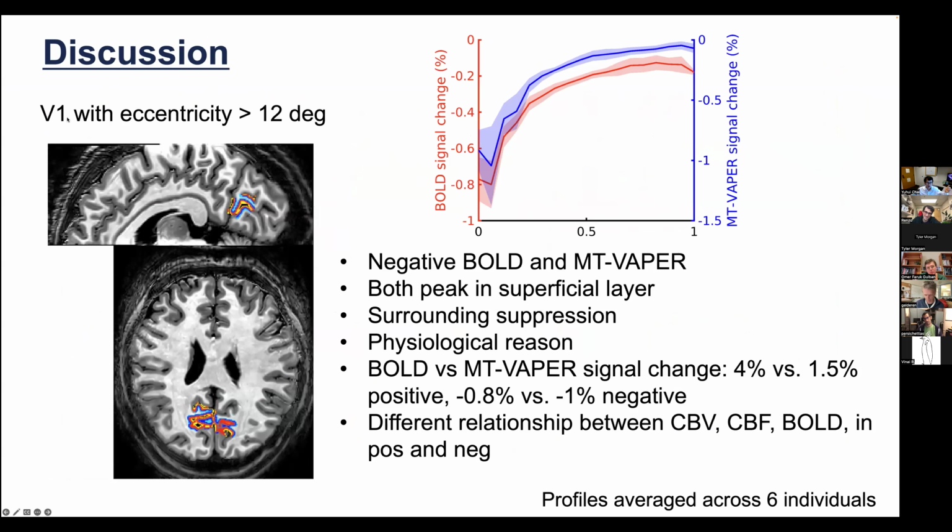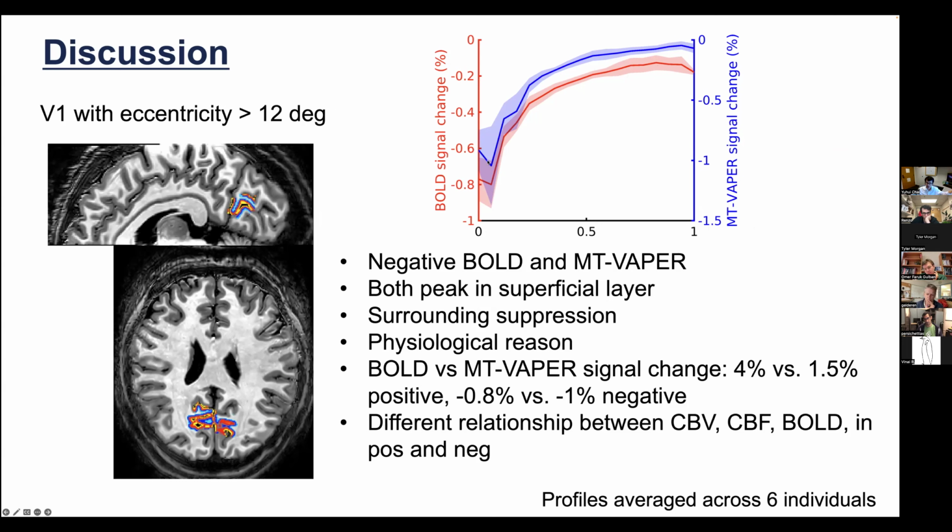So this is V1 with eccentricity more than 12 degrees, so outside of our visual field. Inside the visual field, there is a checkerboard stimulation. Outside of the visual field, in this region, here is the BOLD signal change and VAPER signal change across cortical depths. Zero means cortical surface, and one means deep cortical layers. You can see both BOLD and VAPER have negative signal change, and the laminar profile of both of them peaks in the superficial layer.